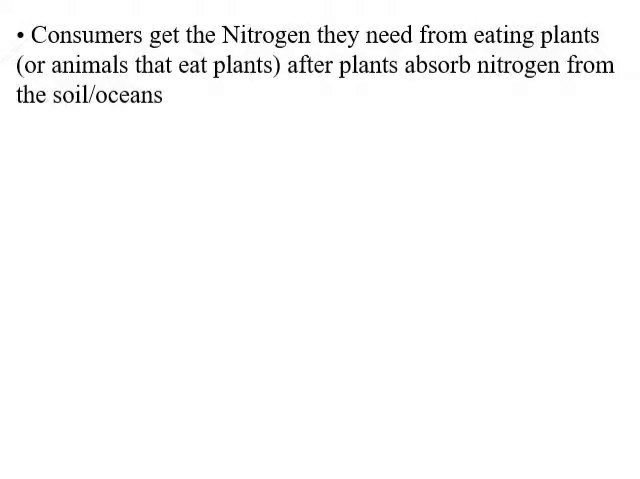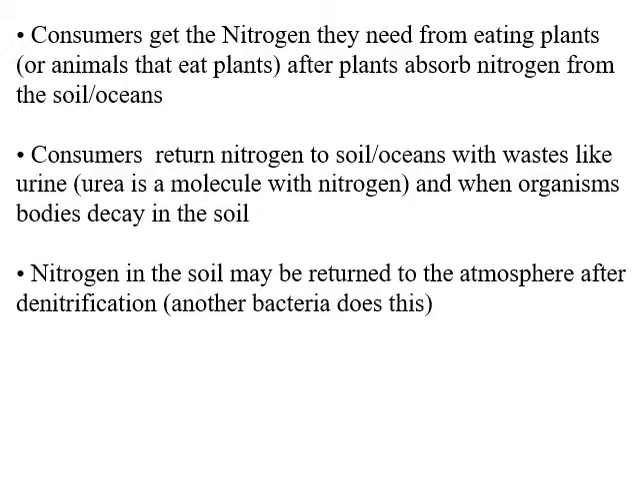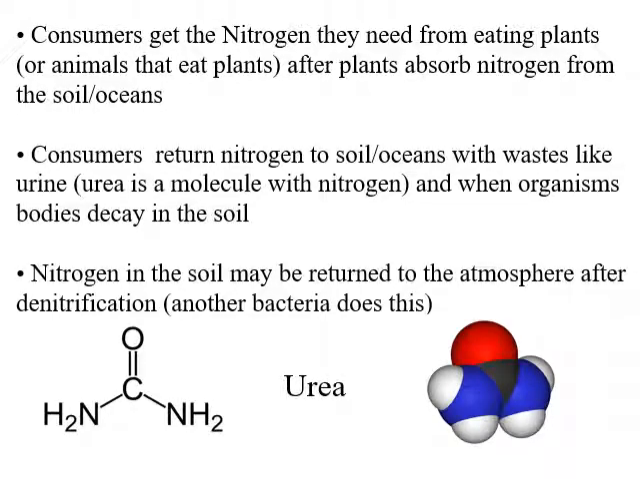So the consumers, that would be creatures like us, get the nitrogen they need from eating plants or animals that eat the plants after they absorb the nitrogen from the soil or the oceans. Where the consumers return the nitrogen is through their waste products, again, urine, feces, or when they die and their bodies decay and break down. Nitrogen in the soil can be returned to the atmosphere by another type of bacteria. This is called denitrification, so it does slowly leak back into that reservoir, that useless nitrogen N2 form in the atmospheric gas. And keep in mind, even something like a waste product has quite a bit of nitrogen.